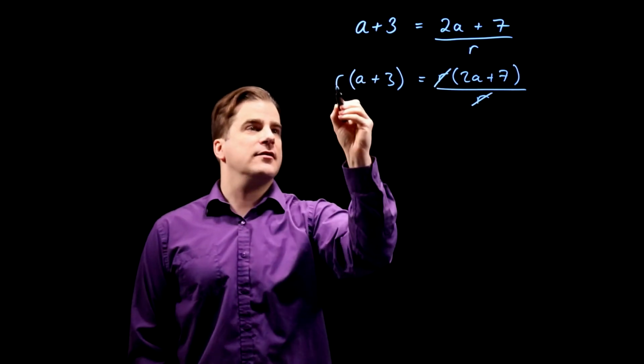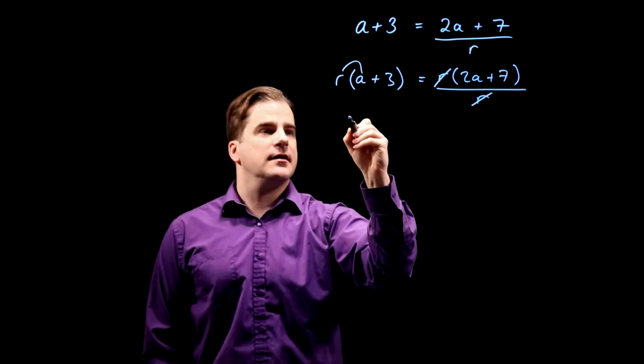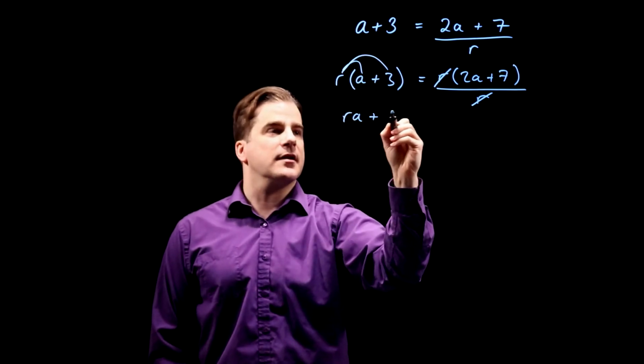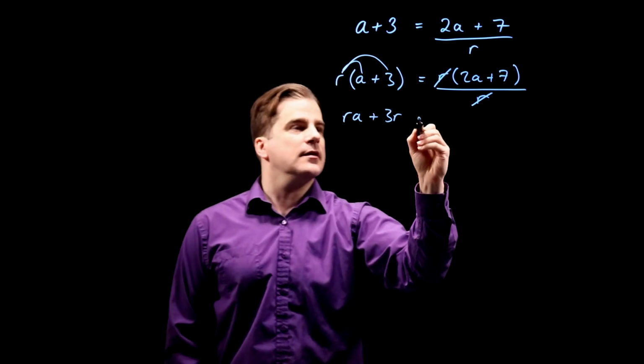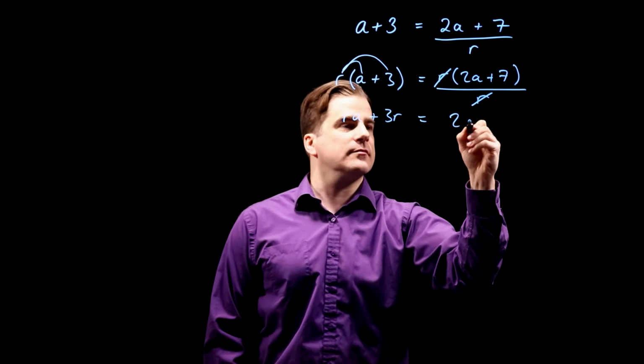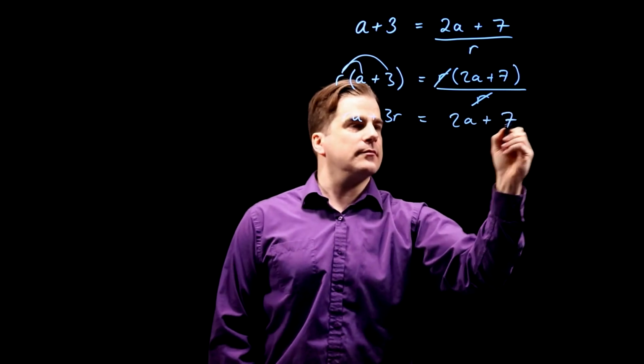So we're left with r times a is ra, r times 3 is plus 3r, equals, the r's have cancelled, so it's just 2a plus 7. Okay?